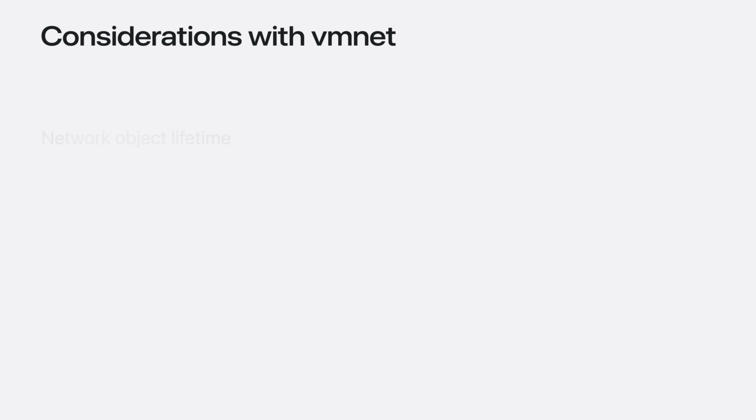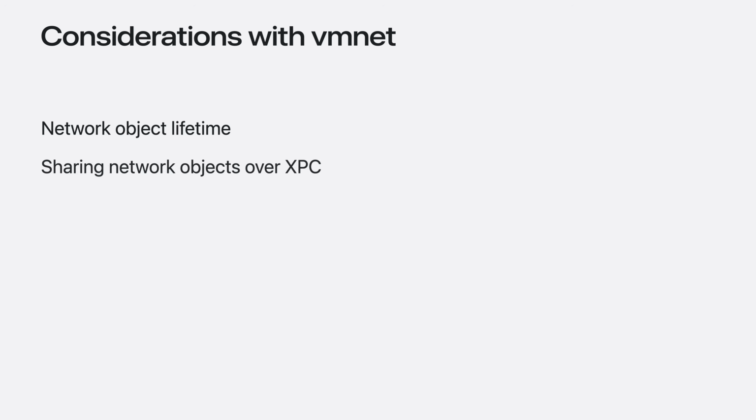A VMnet network object is a reference-counted Objective-C object. The network goes away when the last reference is released. This also implies that a VMnet network is not persisted when your app quits. If you want to create a consistent network configuration, your app must persist your VMnet settings itself.